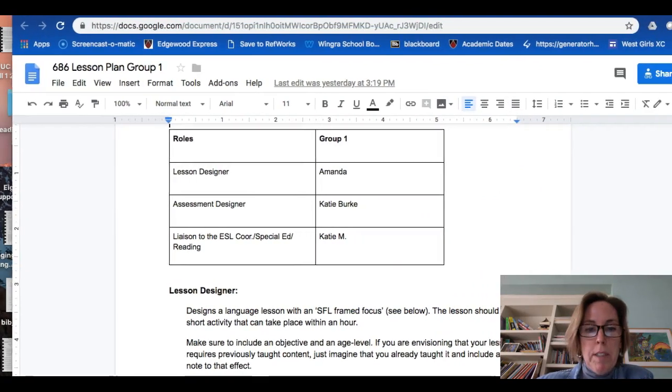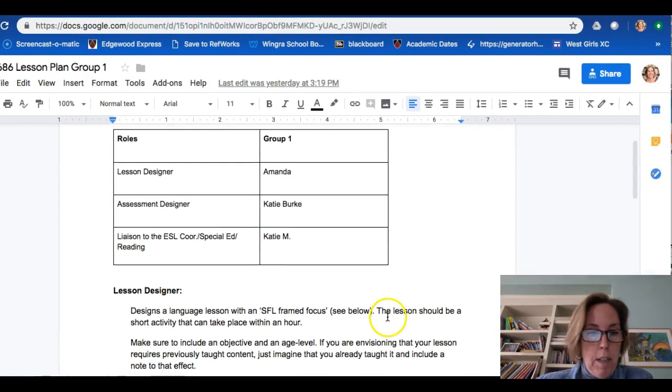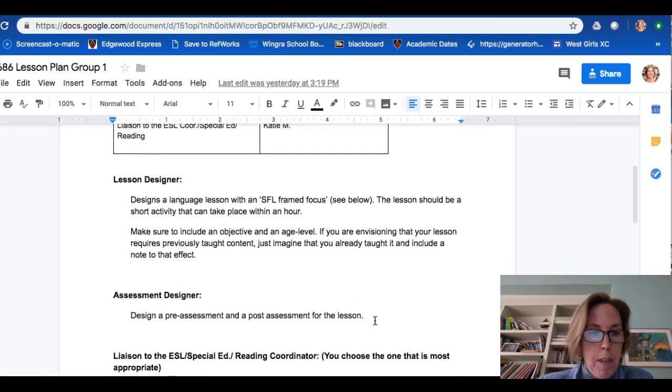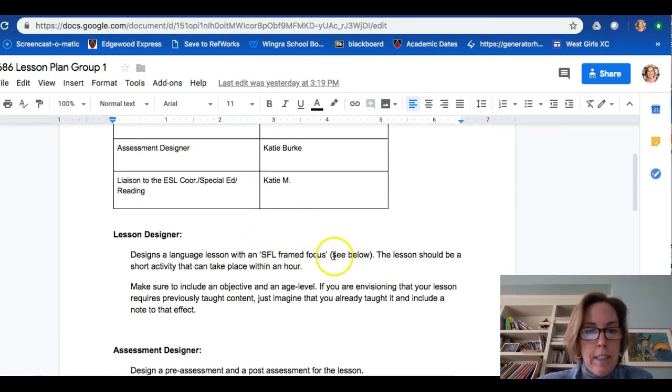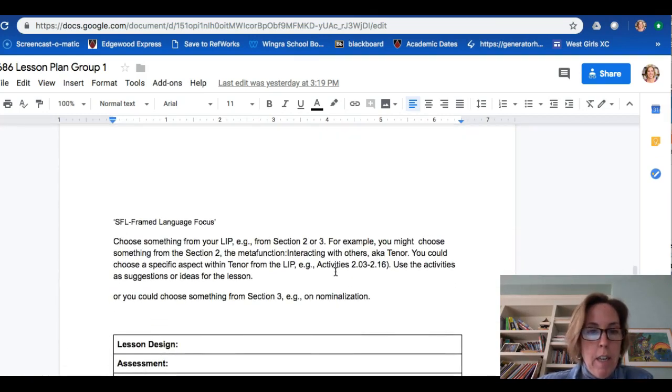So lesson designer is basically the person that is going to design the lesson. The designer gets to choose what language focus and what grade, with an SFL frame focus. So let's see below and see where that is. Okay, so choose something from a language investigation packet, like either section 2 or 3. So here's an example. You could do something with tenor. You just did a whole bunch of work with nominalization. You could do something with that.